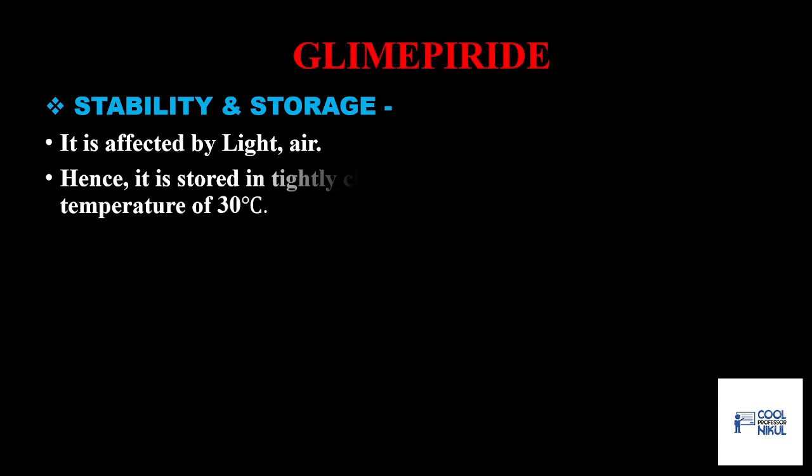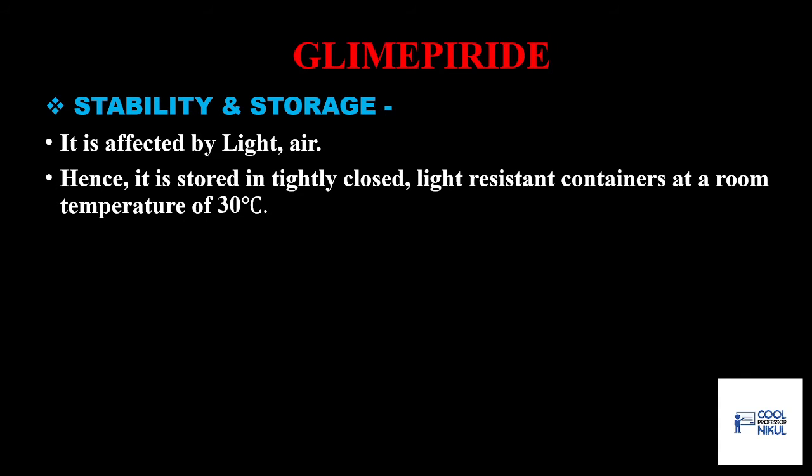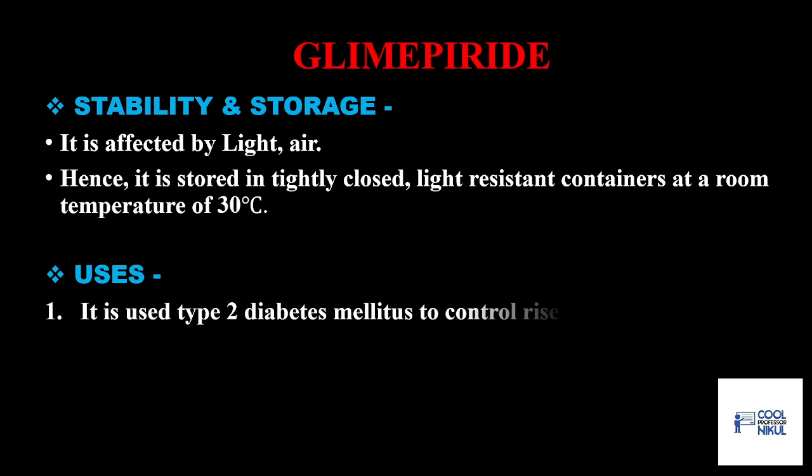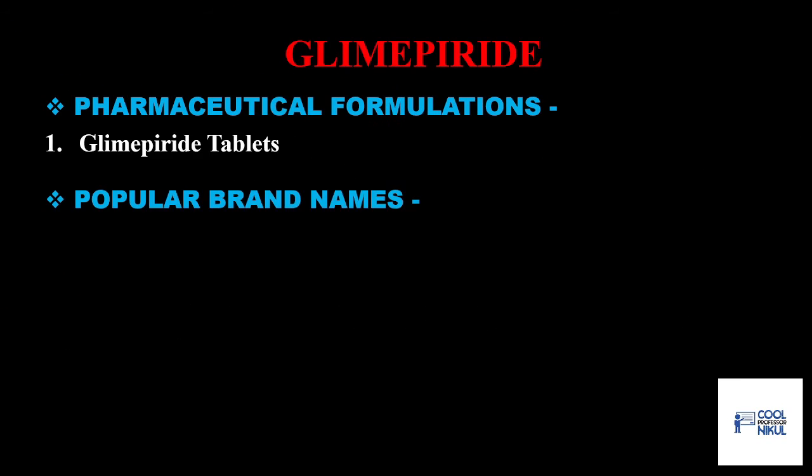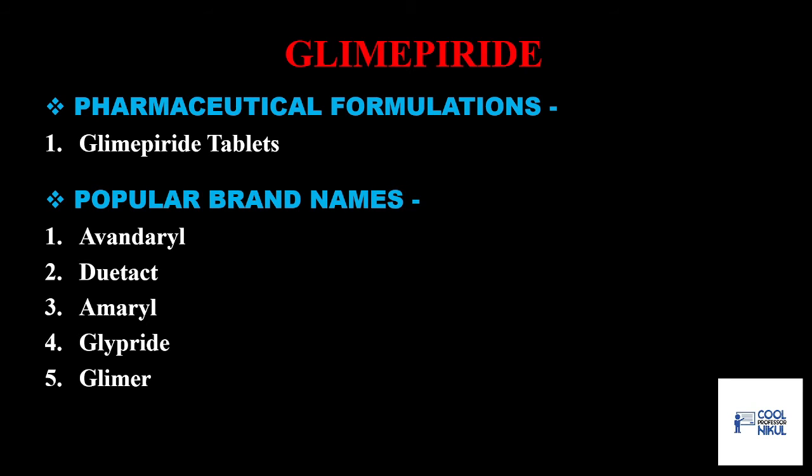Glimepiride, the stability and storage is the same as that of insulin, that is, it is affected by light and air. Hence, it is stored in a tightly closed light resistant container at a room temperature of 30°C. The uses are, it is used in type 2 diabetes mellitus to control rise in the blood glucose level. Now let us see the formulation in which it is available. It is available in tablet form and popular brand names are Avendryl, Dutact, Amaryl, Glypiride and Glimmer.